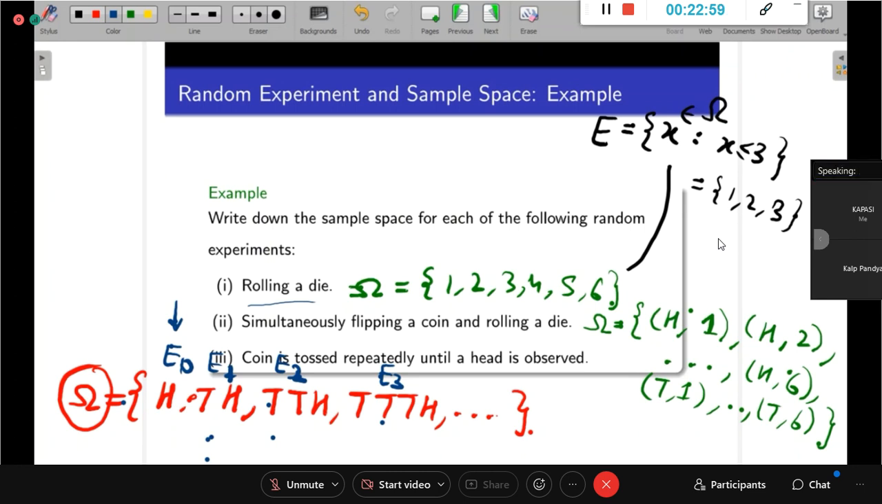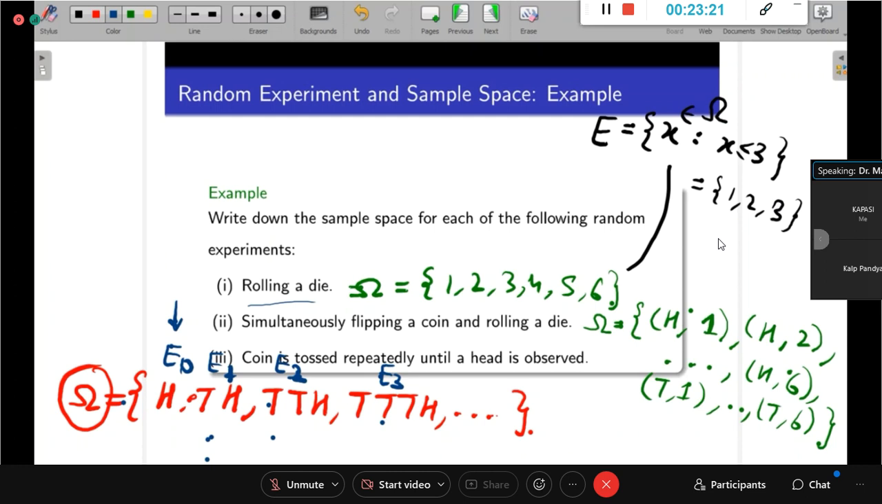Okay, and I say E1 is the event set of all odd numbers and E2 is the event set of all even numbers. So when you roll a die, either you will get even or odd, but both cannot happen at the same time. So they are mutually exclusive events.